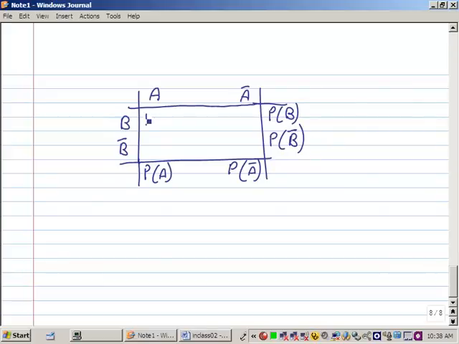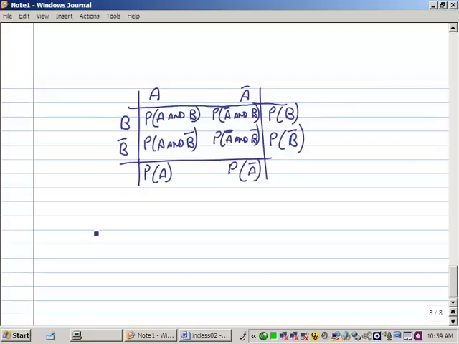In the midst of the table, and students often get this wrong, under the intersection of A and B is the probability of A and B. Intersection of A bar and B will be the probability of A bar and B. Then here will be A and B bar, and finally A bar and B bar. Okay, as I said, this table is quite useful.